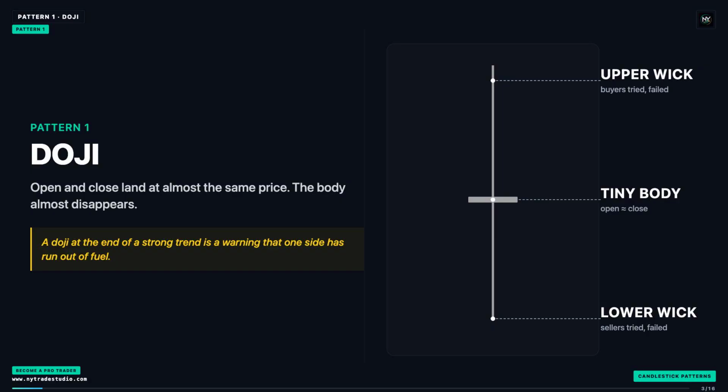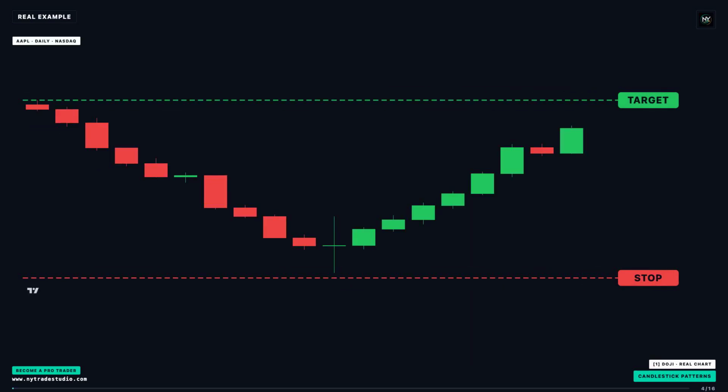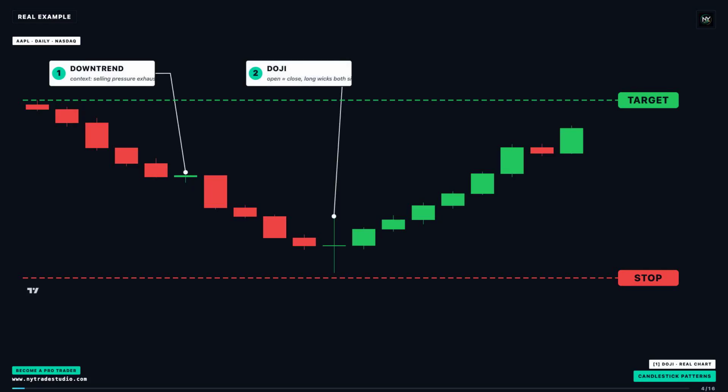After a strong uptrend, it signals the rally is exhausted. After a strong downtrend, it warns the selling is fading. Always wait for the next candle to confirm the reversal before you act. Here is a real doji on Apple's daily chart. First, the context. Price has been falling for 10 sessions. Selling pressure is starting to fade. Then it prints a candle with almost no body and long wicks on both sides.